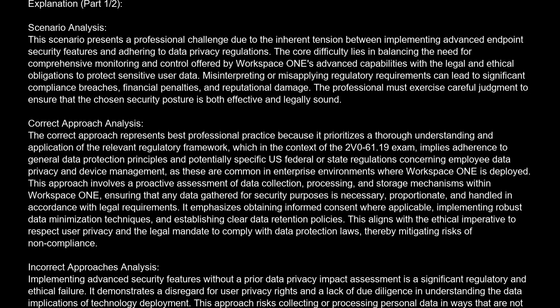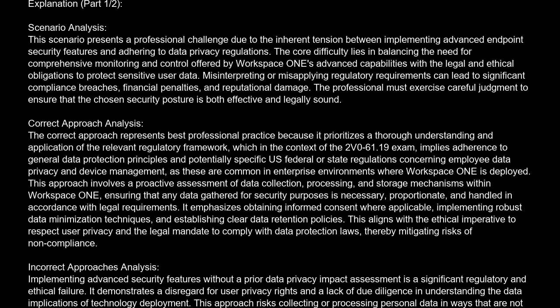The correct answer is D. Prioritize the implementation of all available advanced security features in Workspace ONE to maximize endpoint protection, assuming that robust security inherently satisfies privacy requirements. Explanation.